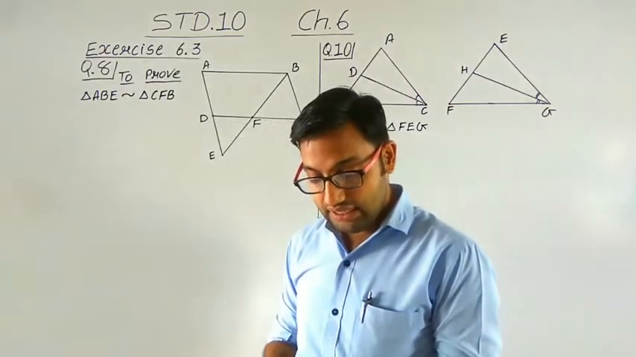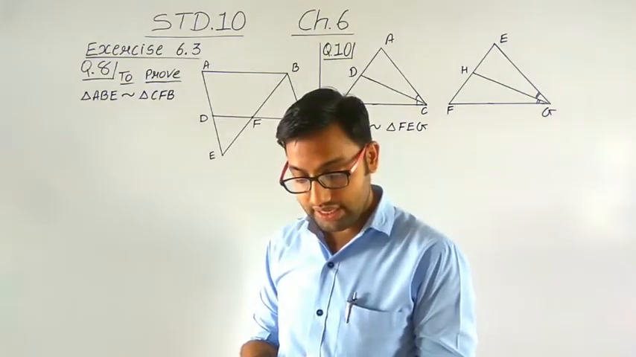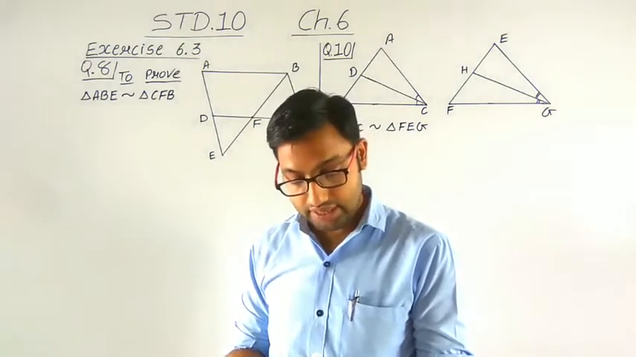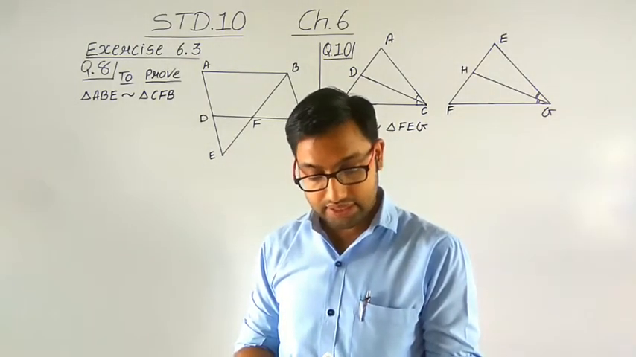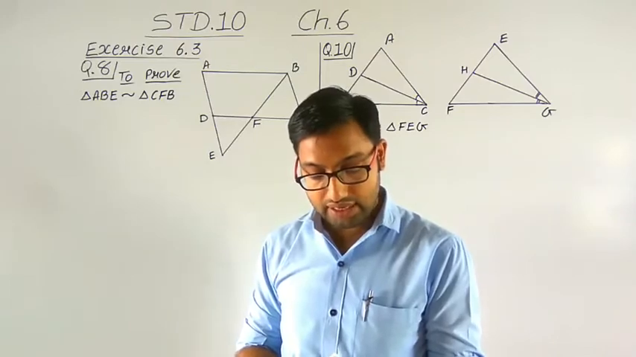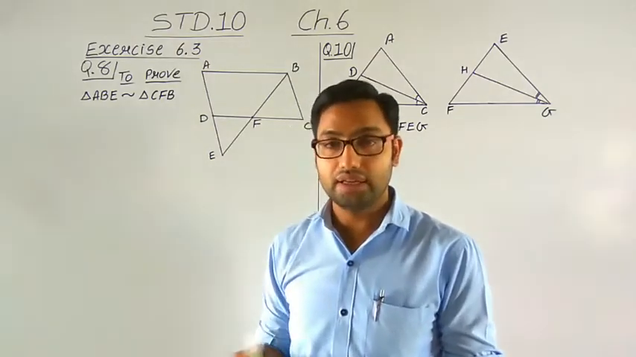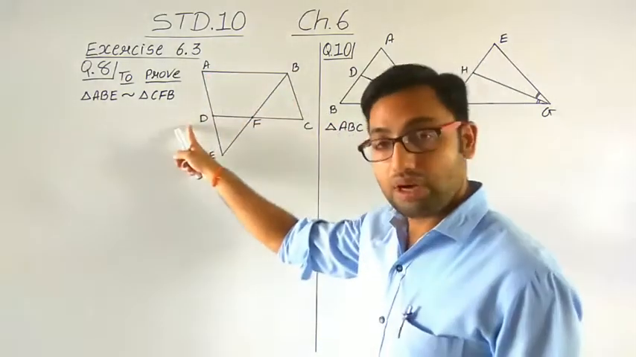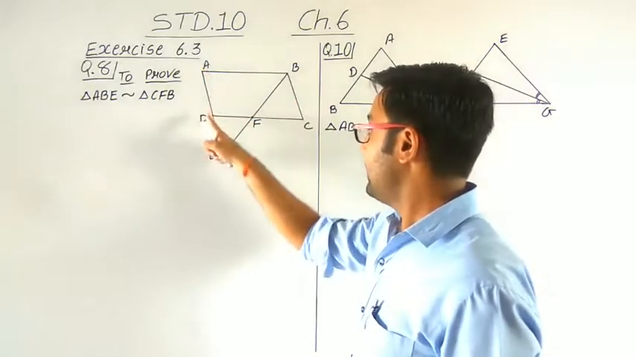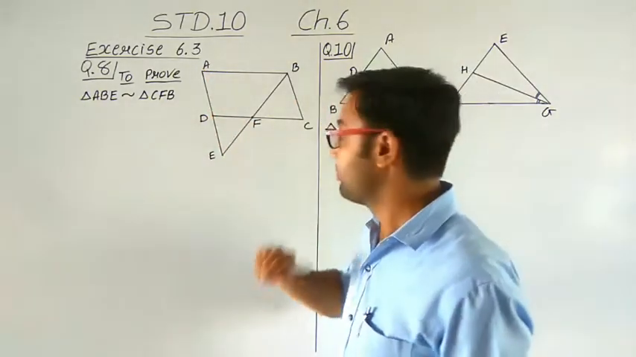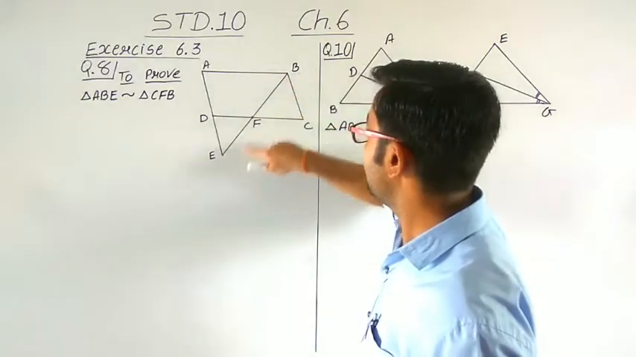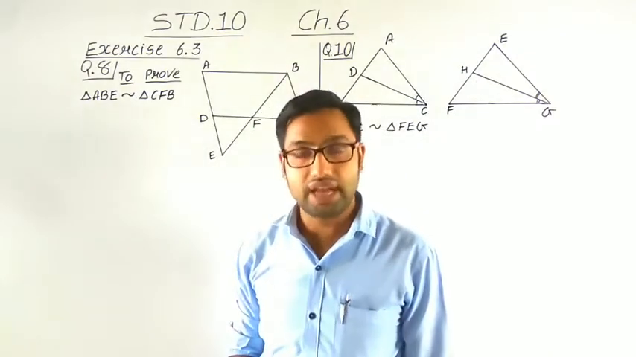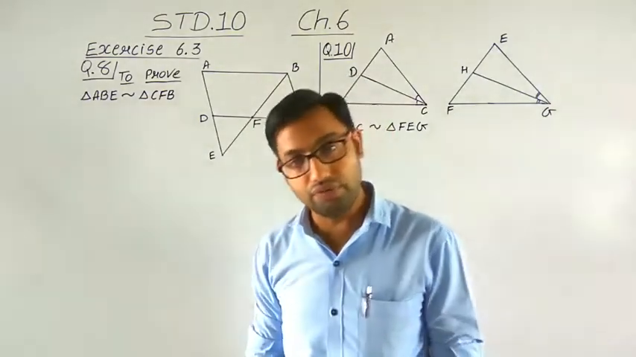The question is: E is a point on the side AD produced of a parallelogram ABCD and BE intersects CD at F, so that triangle ABE is similar to triangle CFB. So here we have given that ABCD is a parallelogram. AD side is extended to point E. When we join E and B, it will intersect the side at a point F. So this is the diagram that we have to draw from the given information.